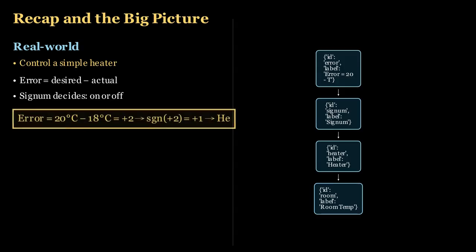So the whole idea is that the Signum function is a simple sign-to-action translator, a fundamental switch that forms the basis of all decision-making in systems.